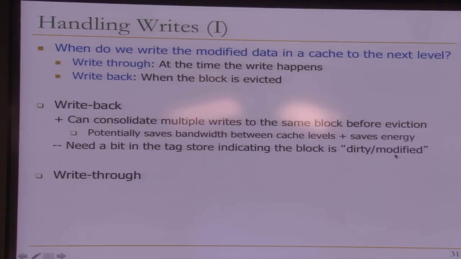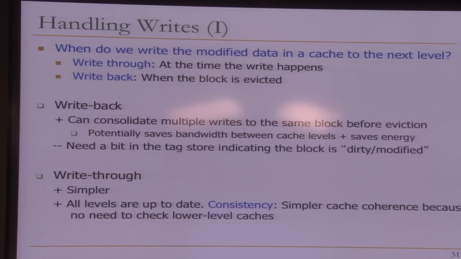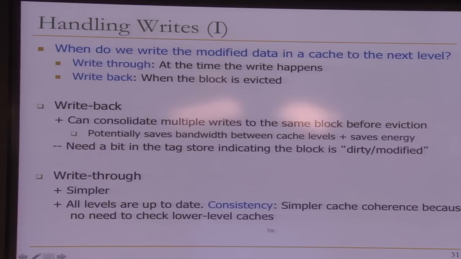Okay? Write-through, on the other hand, is simpler. You don't need a dirty bit. And when you evict the cache block, you don't need to write it back because you've already done the write. The other advantage of write-through is that all levels are now up to date. So we'll see later the problem of cache coherence or consistency. You get simpler cache coherence here because you don't need to check the lower level caches.